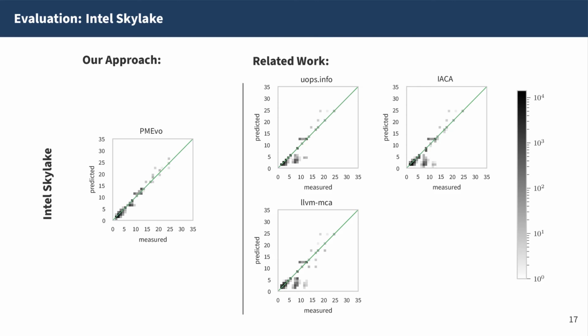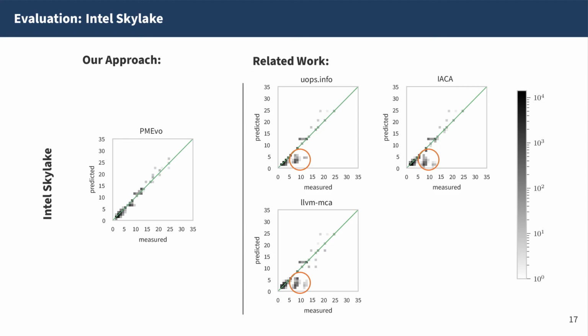Of the related work, uops.info, IACA, and LLVM-MCA all show a similar picture. Their results are generally close to the diagonal line, which is a good sign for their prediction accuracy as well as for the quality of our throughput measurements. A curious detail that is common for all those approaches is a group of experiments whose throughput they underestimate with respect to our measurements. At first glance, this might look like a systematic error in our measurements.